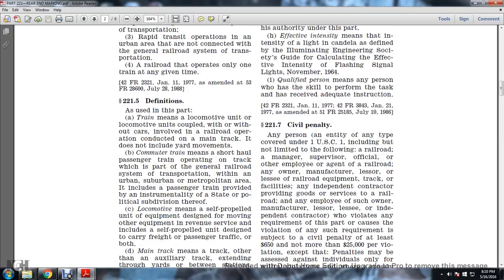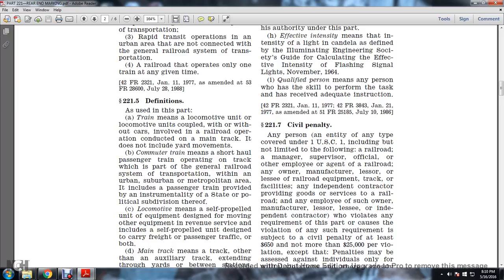221.5, Definitions. As used in this part, train means the locomotive unit or units coupled with or without cars, requiring an operating crew with a conductor on the main track. It does not include yard movements. Commuter train means a short-haul passenger train operating on track which is part of the general railroad system of transportation within an urban, suburban, or metropolitan area, and includes a passenger train provided by an instrumentality of a state or political subdivision thereof.